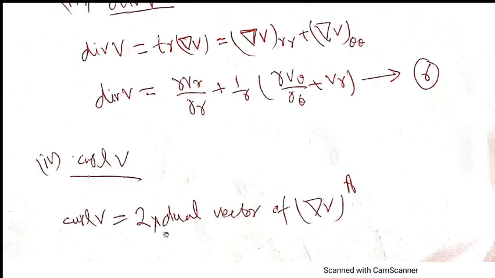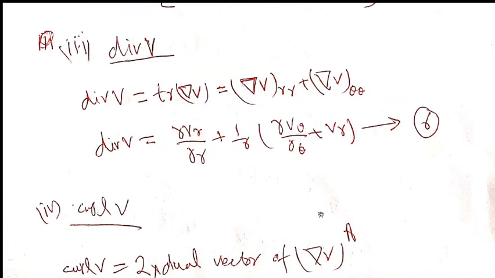Now curl of V. As we have defined, the curl of any vector V is equal to 2 times the dual vector of the antisymmetric part of the gradient of that vector. This is what we have defined in our Cartesian components. So the definition will not change, that will remain the same. So curl of V will also be equal to 2 times the dual vector of this antisymmetric part of the gradient of vector V.